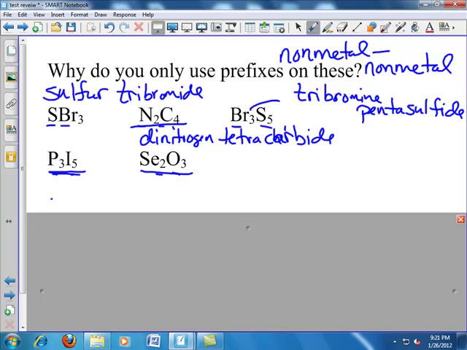One thing to notice is that the first name doesn't change because it's now the positive. We are always used to sulfur being a -2. In this case, sulfur is a +3 charge. The bromine is a -1. Dinitrogen: again, notice we did not say dinitride. There's no -ide ending here because it's a positive charge. But this one does have an -ide ending.